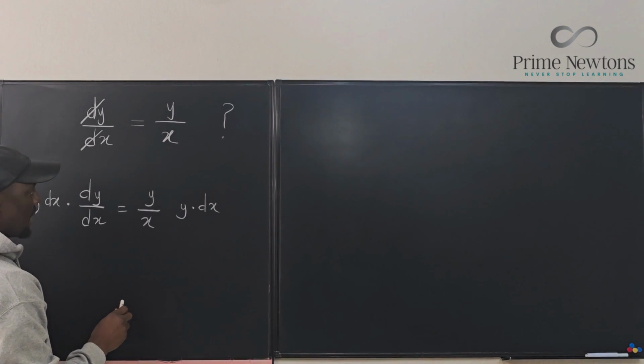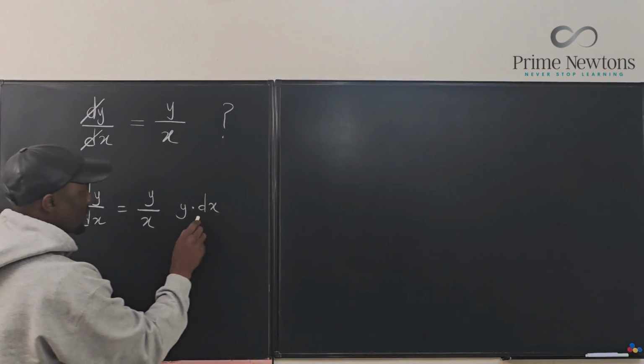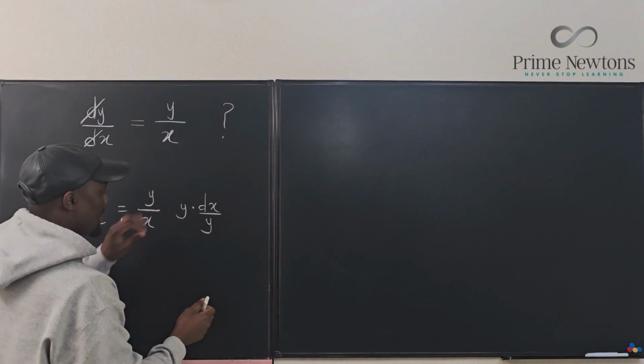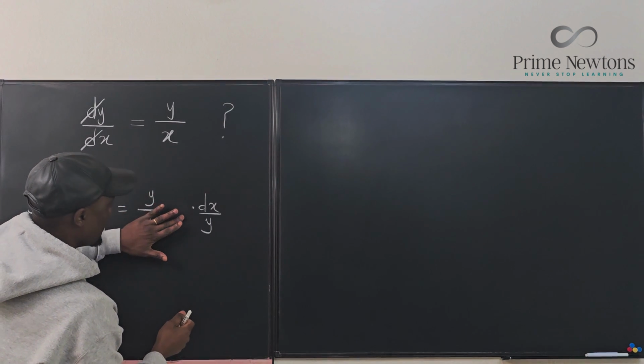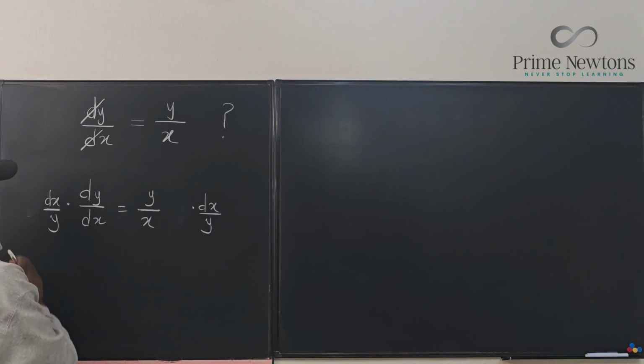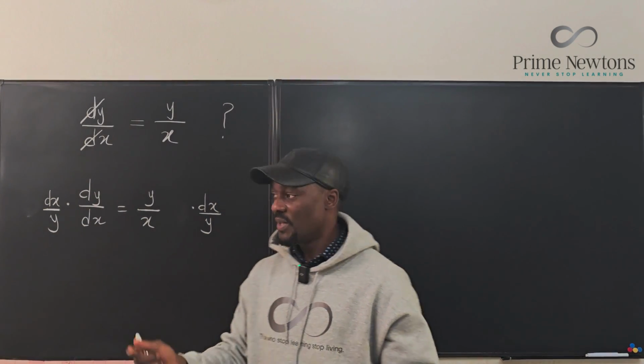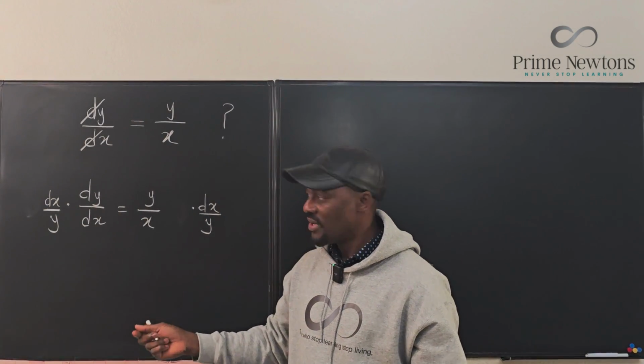No, dx over y, actually, dx over y. And here it's going to be dx over y. Why was I saying y dx? Okay, let's do dx over y. So the reason for this is because I'm trying to separate. Okay, so this is a separable differential equation.